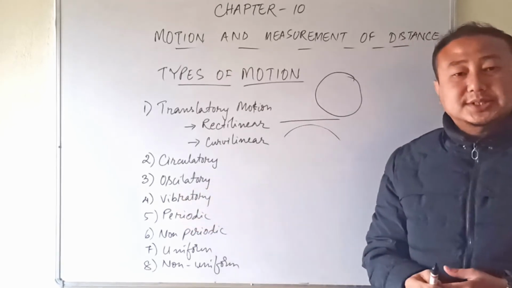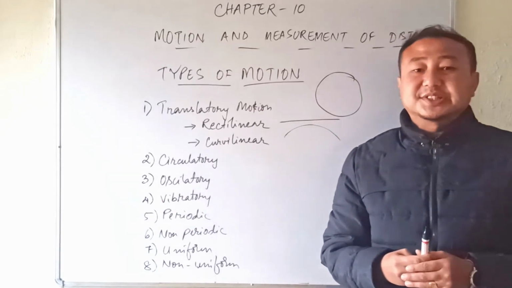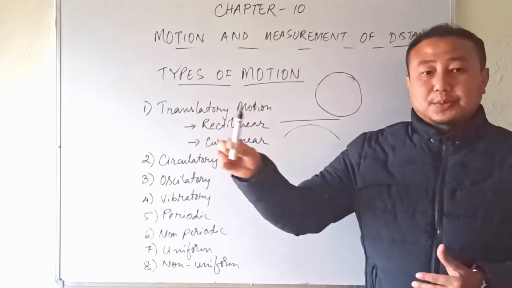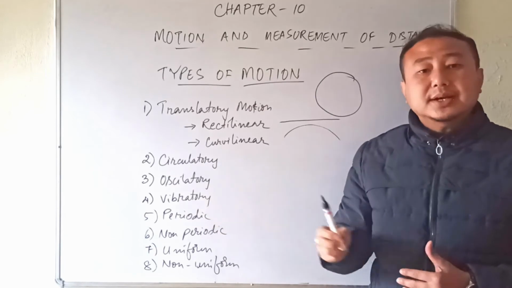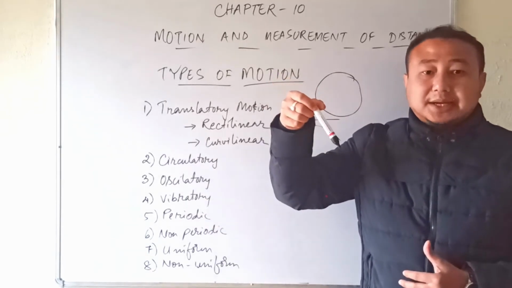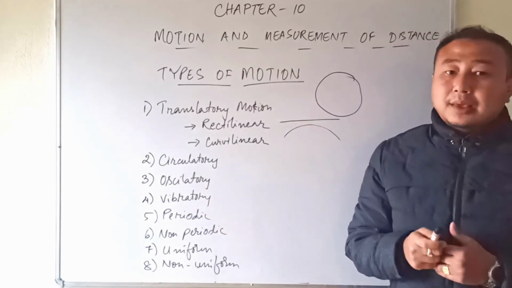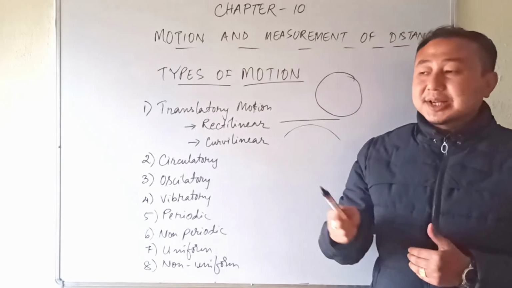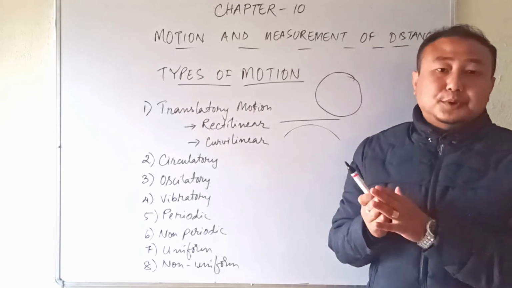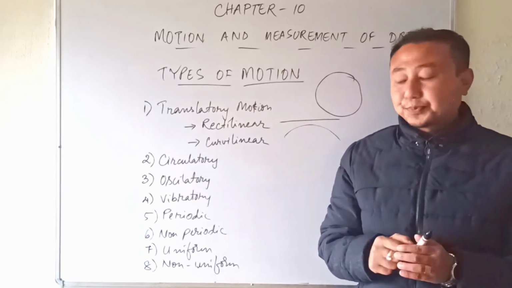Next one is known as the oscillatory motion. Oscillatory motion is the type of motion in which the object moves to and fro. If it is moving up and down in this way, we can call it an oscillatory motion. The movement of the pendulum of the clock is an oscillatory motion. Next one is vibratory motion. The vibratory motion is the one in which an object vibrates. Here, there will be no change in the position of the object, but there will be a change in the structure and the shape of the object.